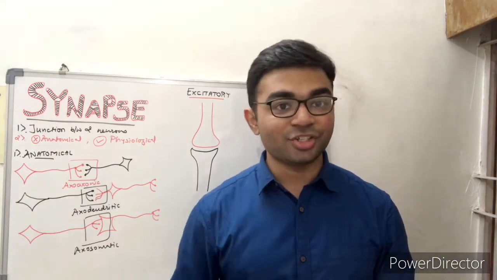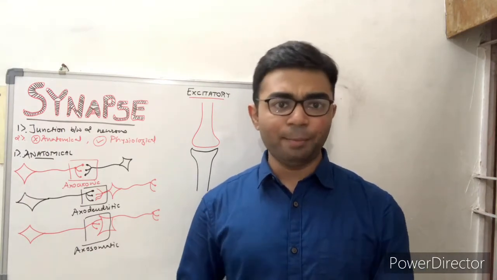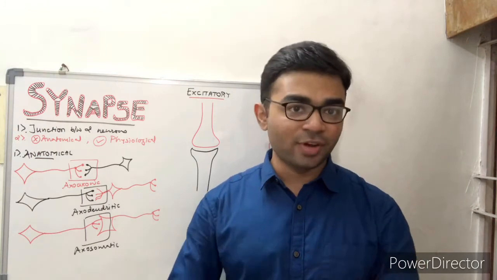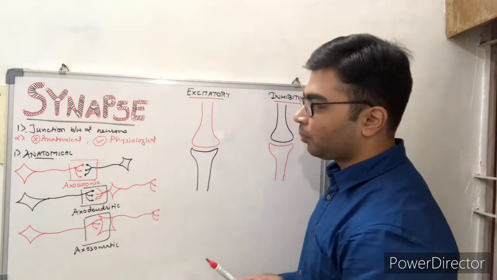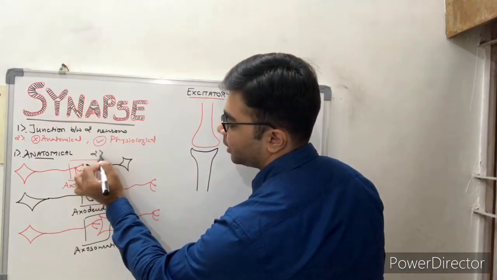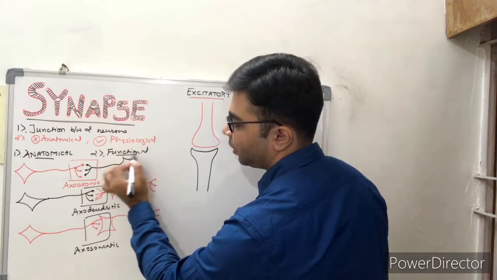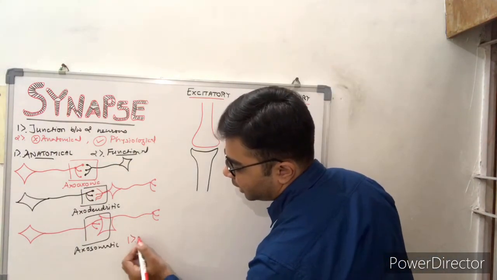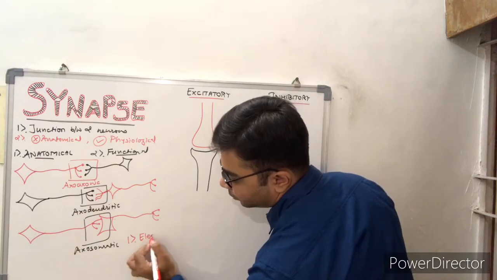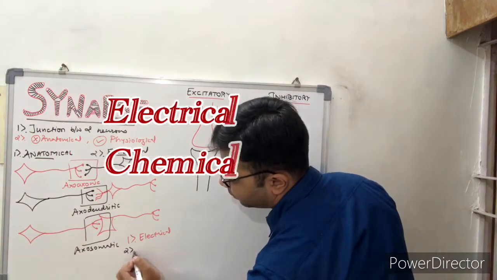Another classification is the functional classification. Functional classification is very important for us, and I think many of us know about it. In this there are 2 subtypes. If I write the heading functional classification, there are 2 types. Type number 1 is electrical, and the second type is chemical.